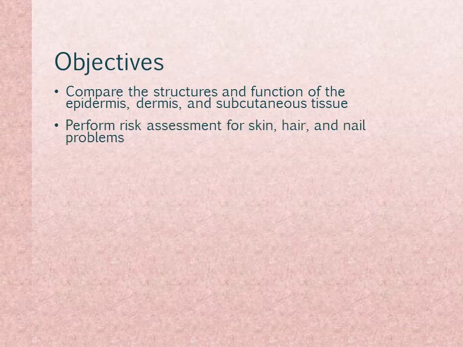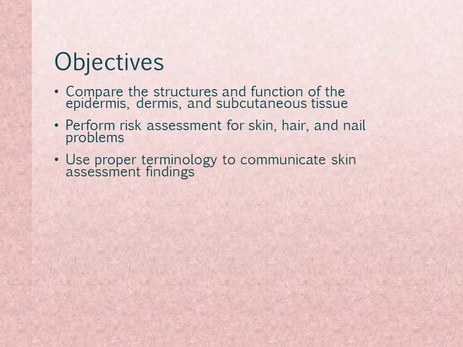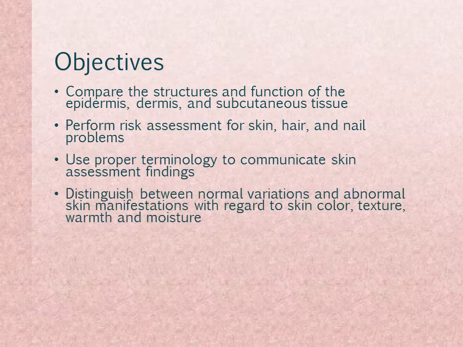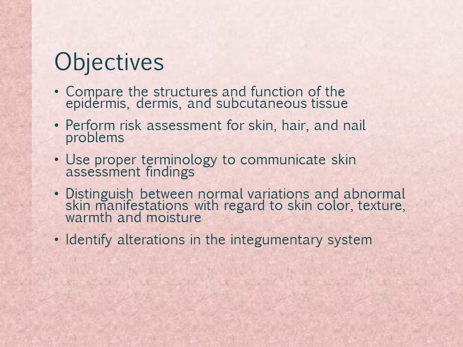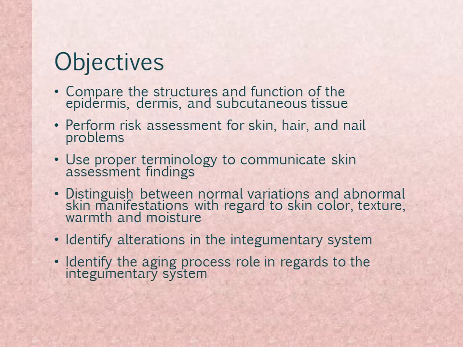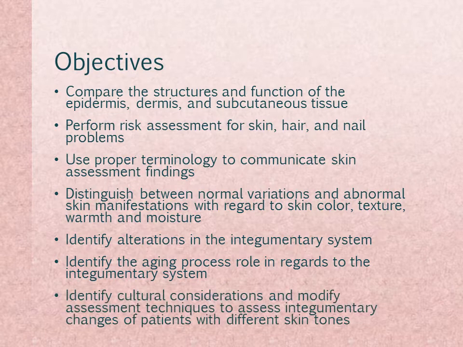perform risk assessment for skin, hair, and nail problems, use proper terminology to communicate skin assessment findings, distinguish between normal variations and abnormal skin manifestations with regard to skin color, texture, warmth, and moisture. Identify alterations in the integumentary system. Identify the aging process role in regards to the integumentary system. And identify cultural considerations and modify assessment techniques to assess integumentary changes of patients with different skin tones.